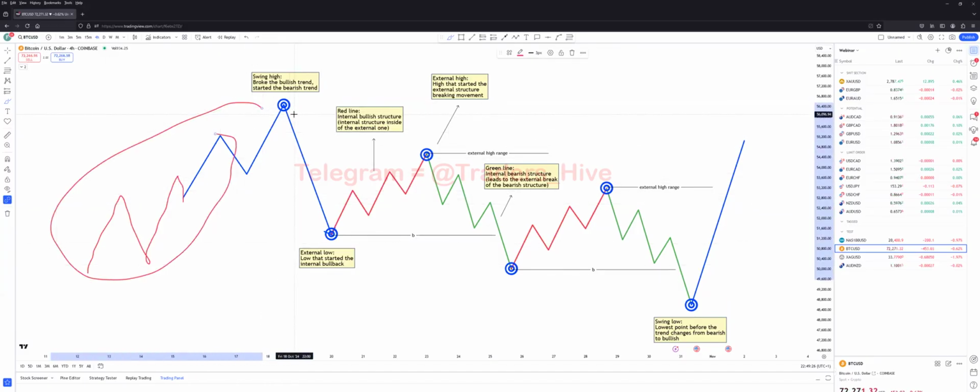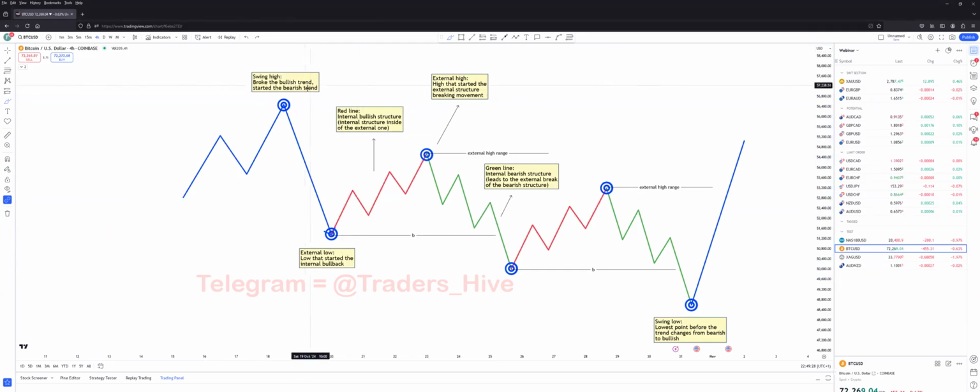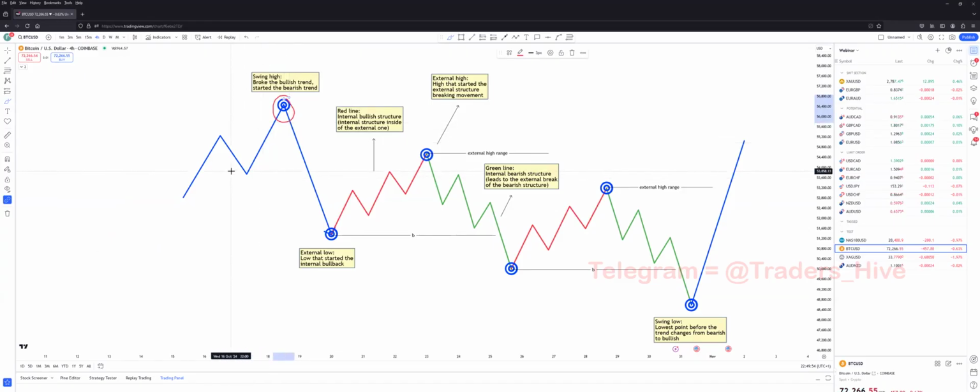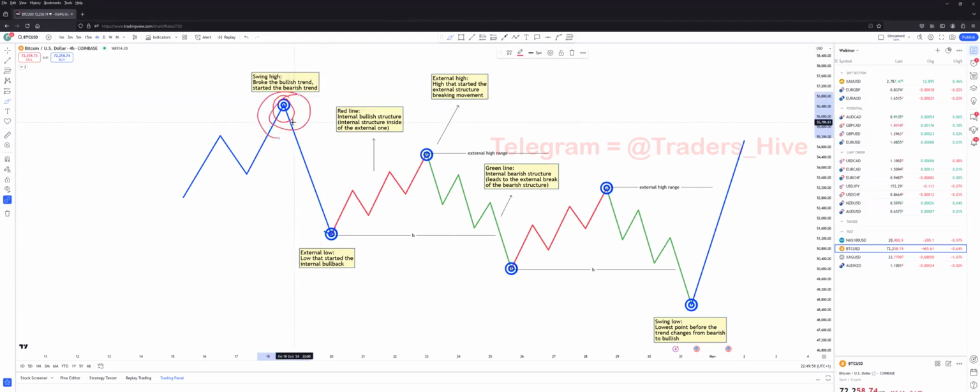The first part we are going to take care of is the swing reversal point. What you see right here is a swing high point, and this is a swing high point because it broke the previous bullish trend. It is written down here: broke the bullish trend, started the bearish trend. As soon as price breaks a trend from bullish to bearish, or from bearish to bullish, it will be a swing point. So the high point or the low point that broke the previous trend and started the next upcoming trend, in this case broke the bullish trend, started the bearish trend, will be the swing point. In this case, this is a swing high point.